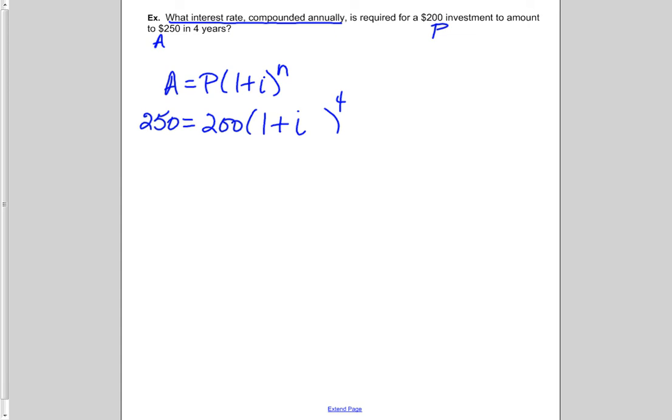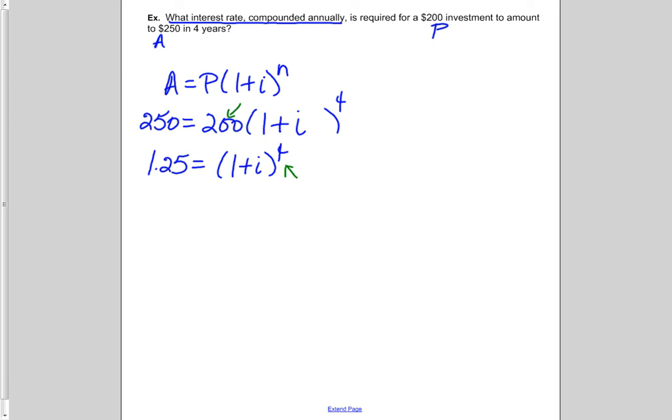We are undoing that equation to get I by itself. It's like peeling an onion. We're going to divide both sides by 200 first of all, and we have 1.25 equals 1 plus I to the power of 4. The next thing I want to get rid of, so we do this first. We're going to do that second.